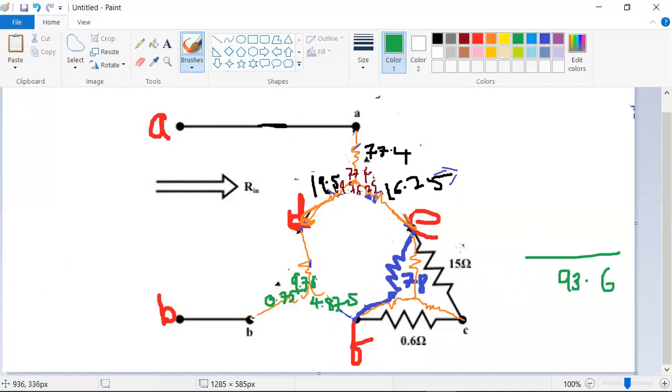Now let me do the converting delta to star. 78 into 15 divided by 93.6. Then it will be 12.5. This value will be 12.5. Let me write again. 12.5 for this star.